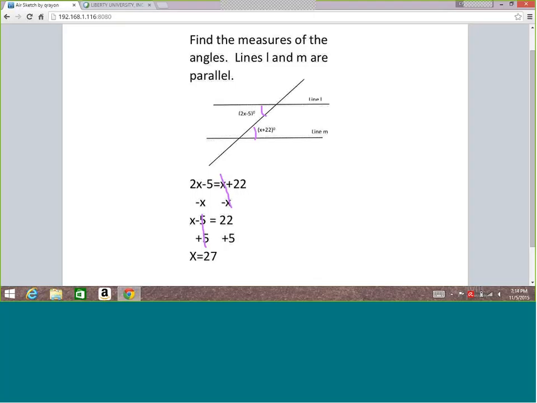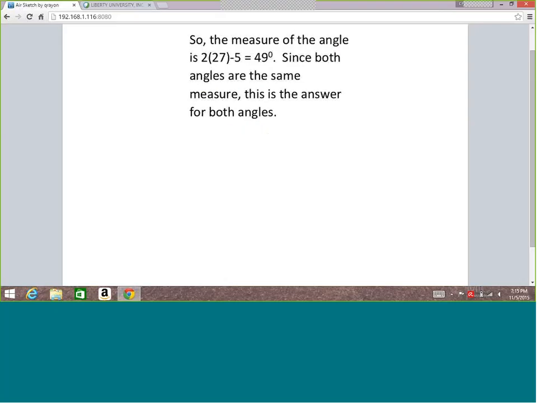Just like I said previously, when you get x by itself, you don't just say 27 and move on, because 27 is just the number that we are going to put in for x into here to find out the angle measures. Now, we only really need to do one of the 2 because the angle measures are the same. So I'm going to put 27 in for x in the one that says 2x minus 5, and that gives me 49 degrees. So since both angles are the same, I don't need to do that twice. I just know that's the answer, that both angles are 49 degrees.